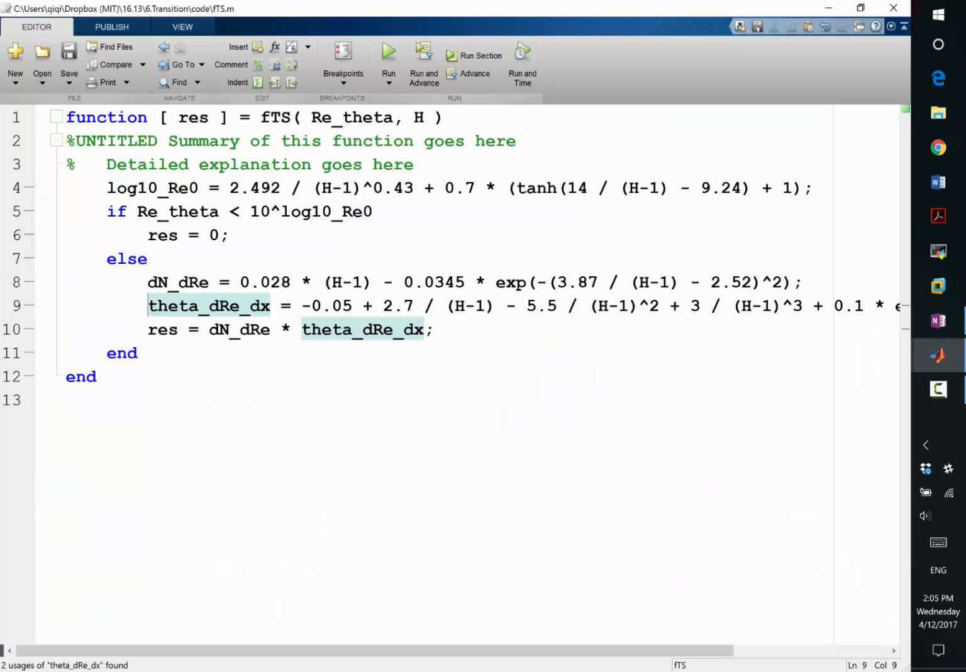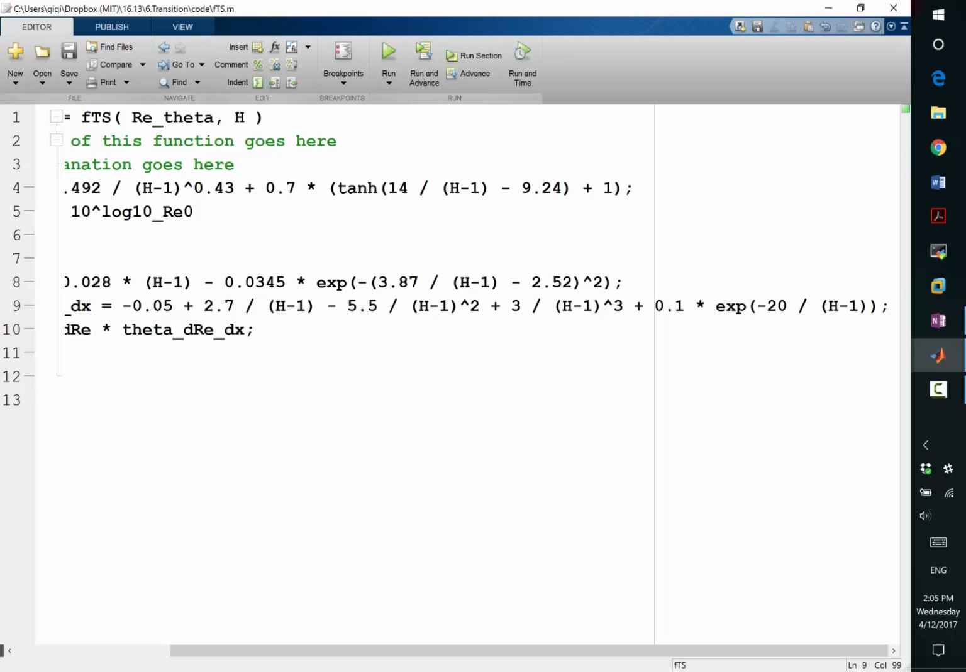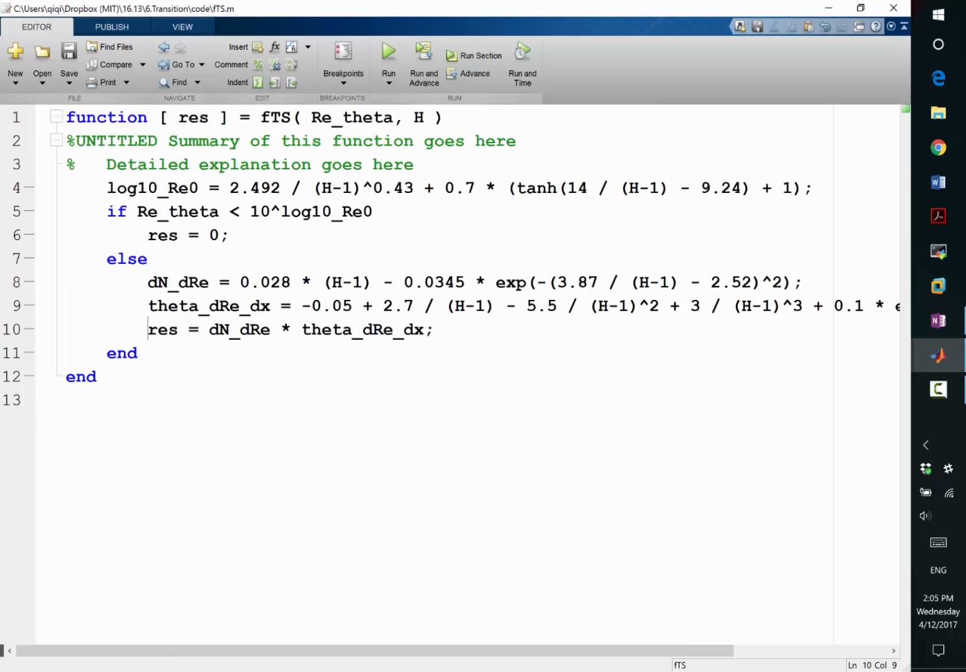So again, that's just computed as a formula of h, including a linear term, a square term, a cubic term, and finally an exponential term. So that's this one, okay? And the result is going to be dn d(Re theta) times d(Re theta) dx. So if you divide the result by theta, you're going to get the rate of growth in the unsteady disturbances.